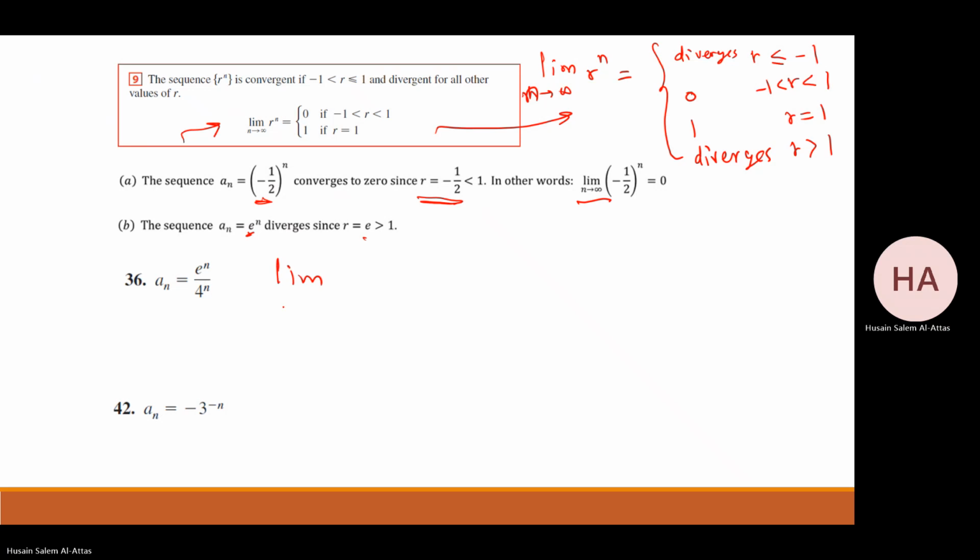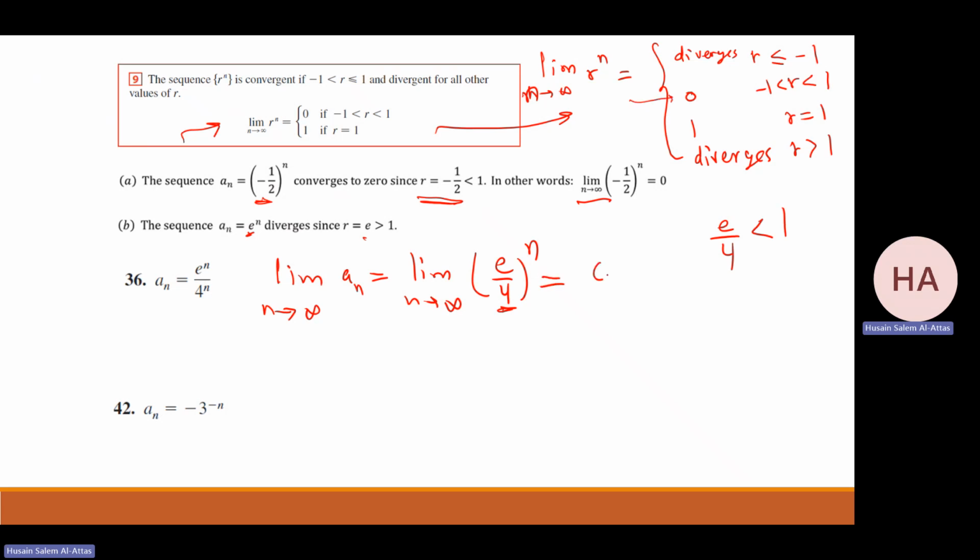Limit as n goes to infinity of a to the power n. Let me rewrite it in this way: (e over 4) to the power n. So I need to check this number, e over 4. Which case? This is 2.7 over 4, which will be less than 1. So I'm in this case, and this limit is equal to 0.